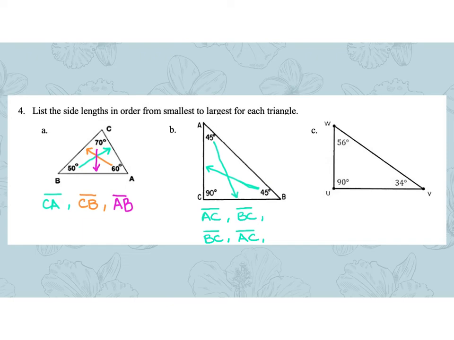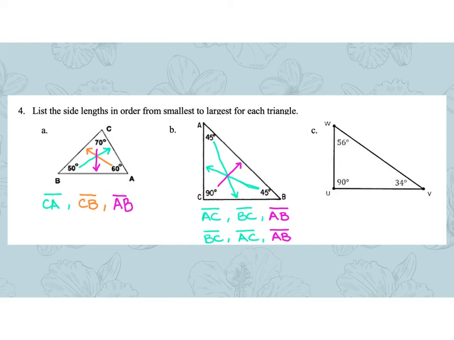Next, I will draw an arrow across from my largest angle, 90 degrees, to its opposite side. Side AB is going to be our longest side. So either of these answers would be correct.